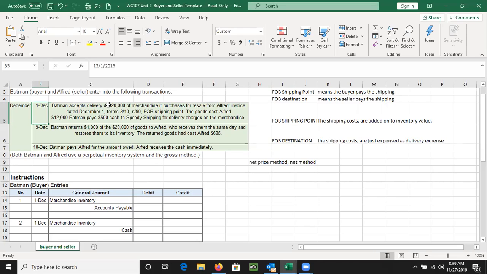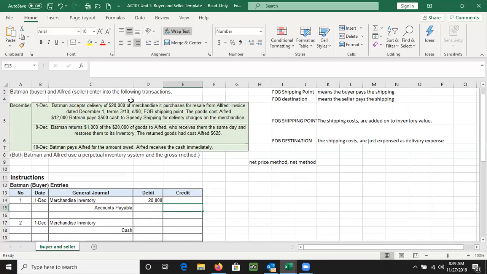So Batman's purchasing $20,000 of merchandise from Alfred Company. Batman Company doesn't care what the goods cost Alfred. Batman Company only cares what Batman Company has to pay for the goods. I already have the accounts down here to save time because this will be a longer video. So when any company is buying inventory, inventory is an asset. It's increasing. So they're going to debit it, $20,000.